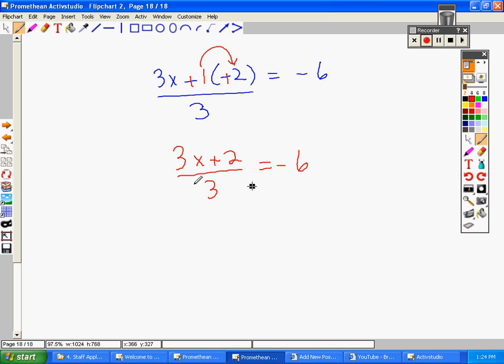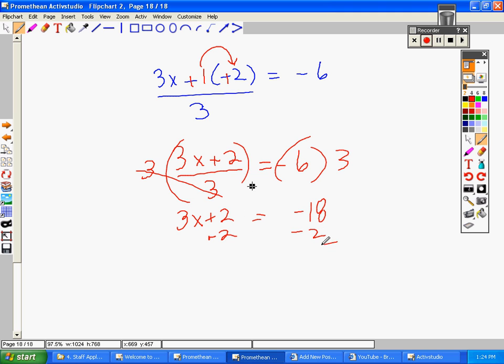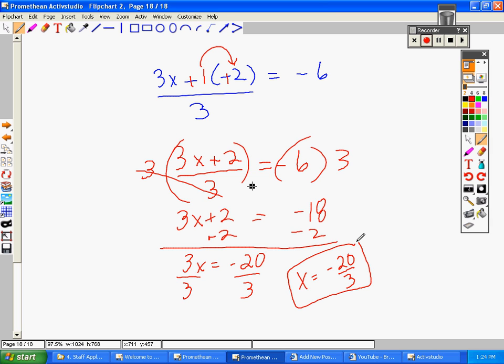Next, because the whole thing's being divided by 3, I'm going to multiply this side by 3, and I have to do it on both sides: negative 18, which equals, those cancel out, 3x plus 2. I'm going to subtract 2 on both sides. 3x equals negative 20, divide by 3. At this point, it's totally appropriate to leave it as x equals negative 20 over 3. If you want to divide, 3 goes into 20 6 times, and you're left with 2 remainder. So you could say negative 6 2/3.